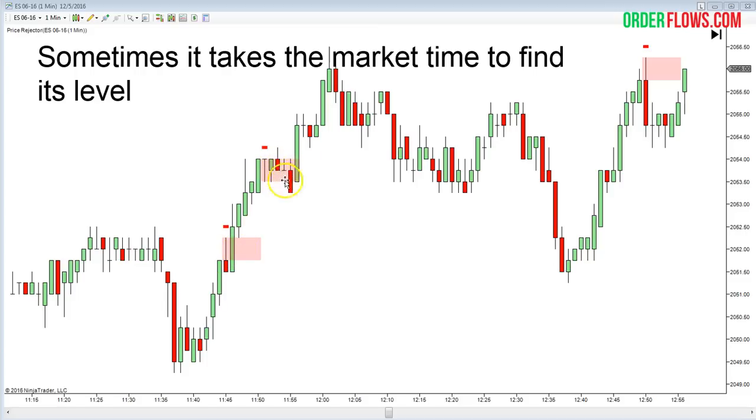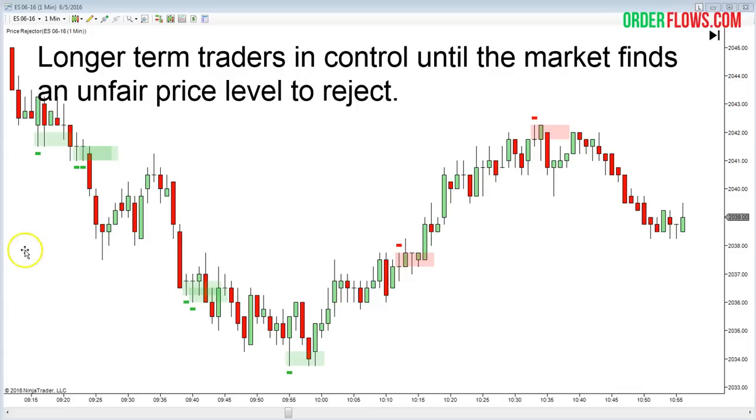It's kind of thinking maybe we found it here, so it goes sideways. This is kind of a market going sideways. It doesn't really go higher, but then it comes back off, sort of retraces. Still looking for its fair price, so to speak, to satisfy the long-term traders. Long-term traders are in control until the market finds an unfair price level to reject. Here, it's moved down. It hasn't really found its level yet. So if you're buying here, you get stopped out. Again, you should manage your trades before it finds its low level here, and then starts moving back up.